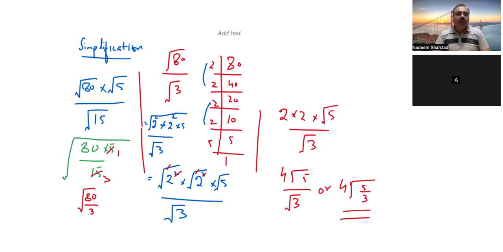So if we want to wrap up this question, we had square root of 80 times square root of 5 divided by square root of 15. By using the condition of surds, we combine all the separated roots in a single root. It can be written as 80 times 5 divided by 15. We can cancel 5 with 15, so we got 80 by 3. Now we factorize square root of 80 by its prime factors, took square base terms, separated their roots and simplified further. So we got this answer.